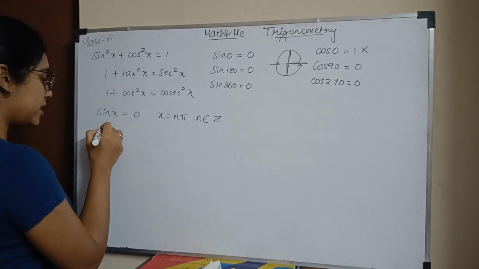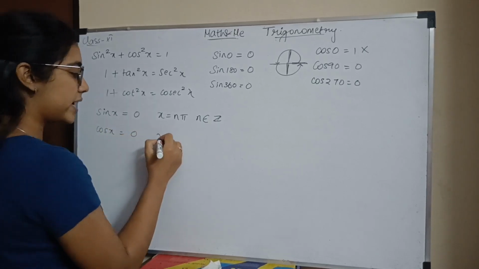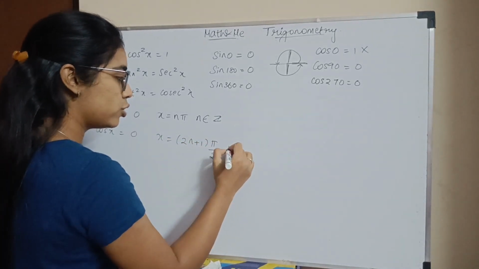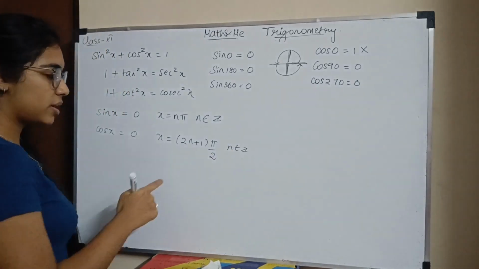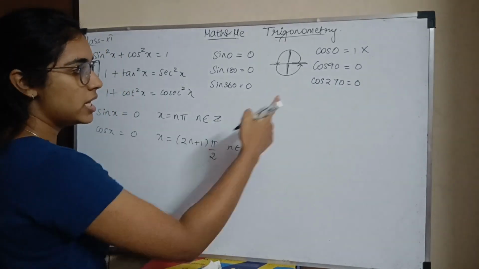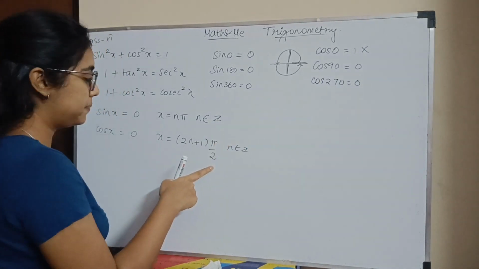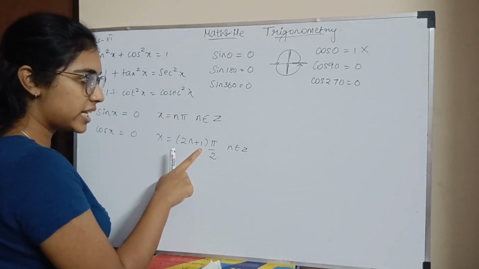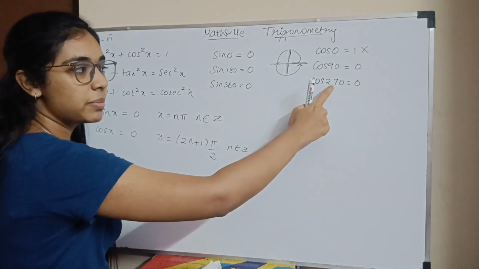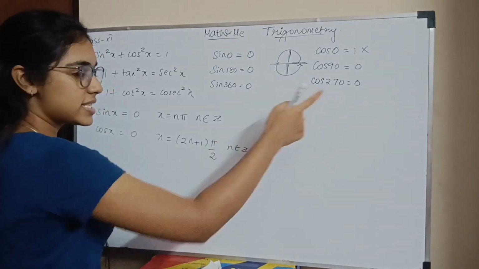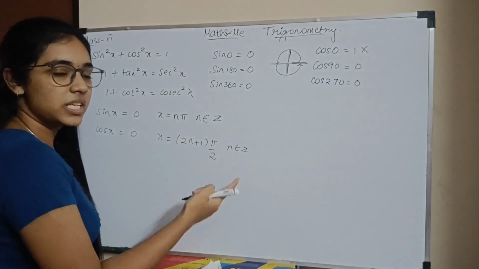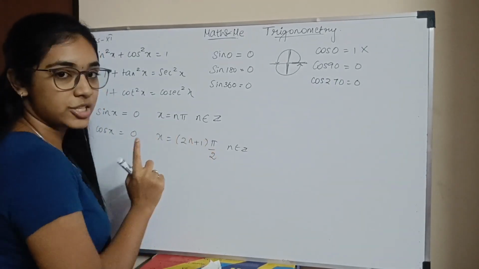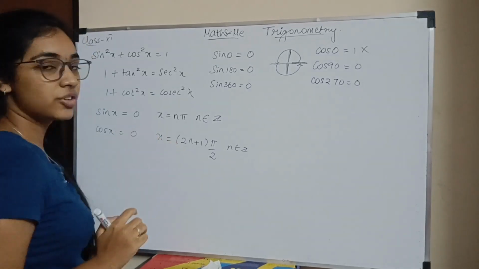Similarly, for cos x equals 0, I have x equals 2n plus 1 times pi by 2, where n again belongs to the integers. Now if n is 0, it will be cos pi by 2, which is cos 90. Similarly, when n equals 1, I have 2 into 1 is 2, 2 plus 1 is 3, so I have 3 pi by 2. So cos 3 pi by 2 is nothing but 270, which is 0. So as n keeps increasing, you also have cos x to be 0 for this relation. Understood? So these are the things you need to remember.